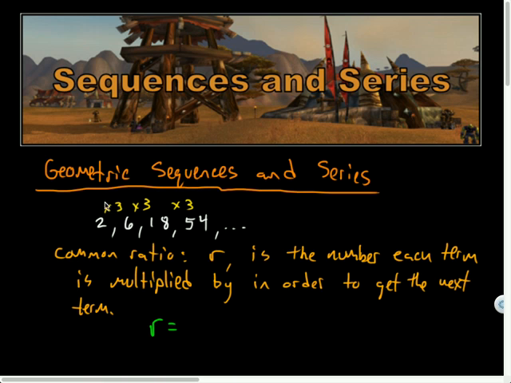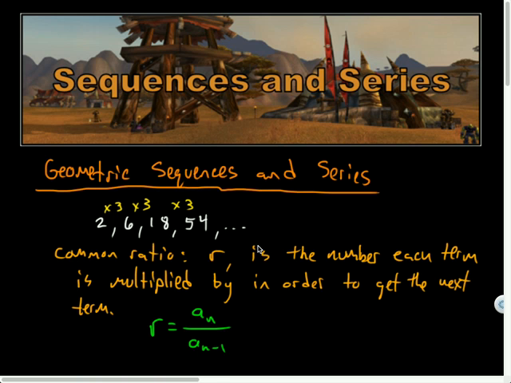6 divided by 2 is 3. 18 divided by 6 is 3. 54 divided by 18 is 3. So if I divide any 2 consecutive terms, a sub n divided by a sub n minus 1, where the minus 1 is a tiny minus 1 hanging out with n down there in the subscript, I could find out what that common ratio is. So what is the R?